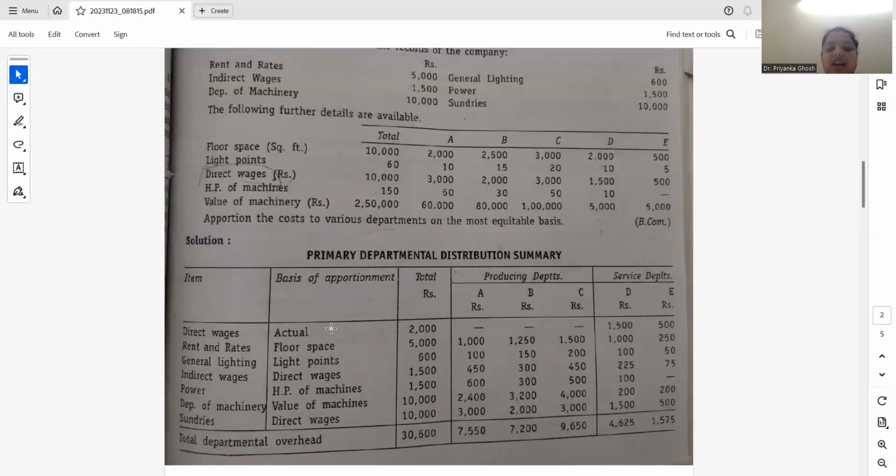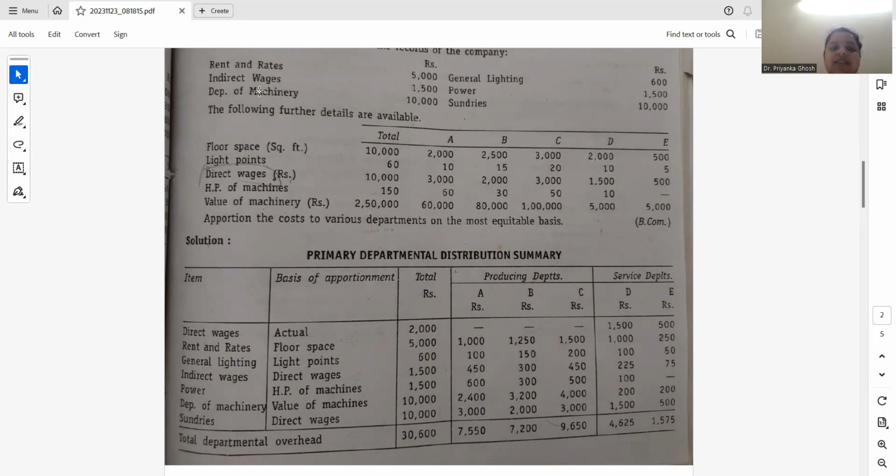So for the service department, we need to consider direct wages only, that is 1500 and 500. Now rent and rates is given. I told you rent and rates we need to distribute based on the floor space. For each and every department, floor space is given. So we need to find out the ratios, and based on this ratio we can distribute the total cost of 5,000. If you distribute the 5,000 rupees with these ratios, then for A, B, C it will come 1,000, 1,250, 1,500, 1,000, and 250.